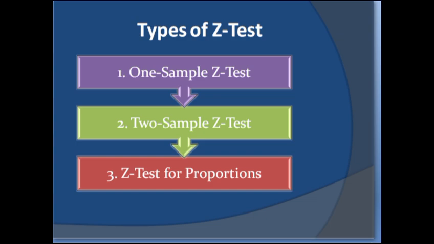There are three common types. The most used one in research is the one sample Z-test, especially when testing if a sample mean differs from a known population mean.